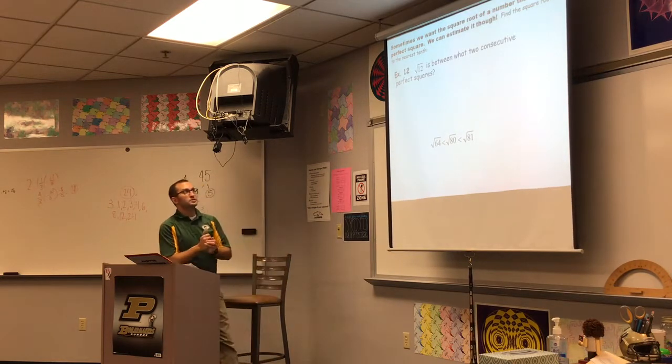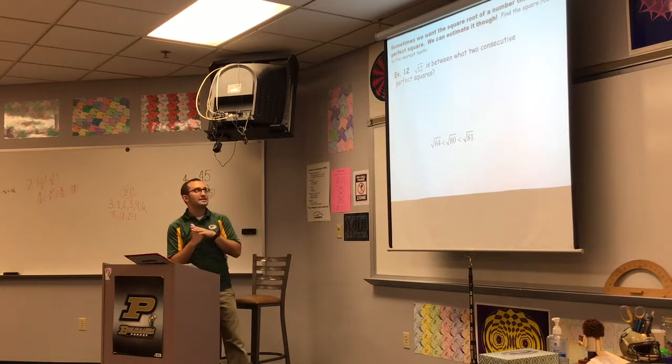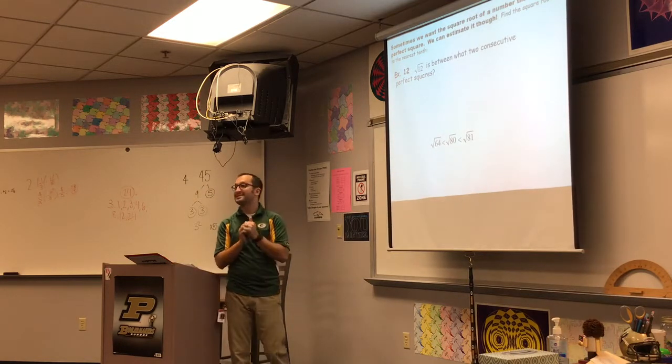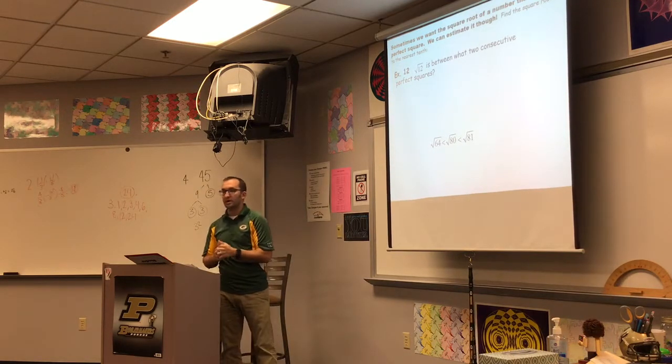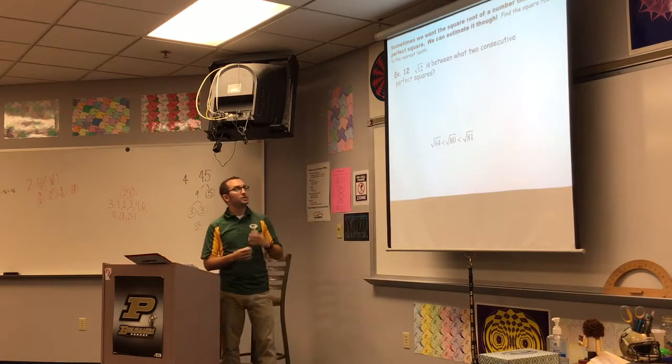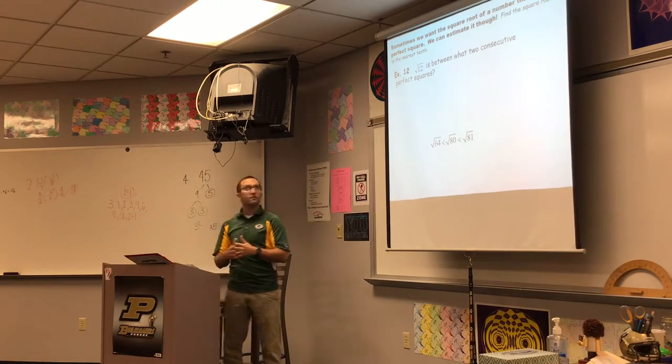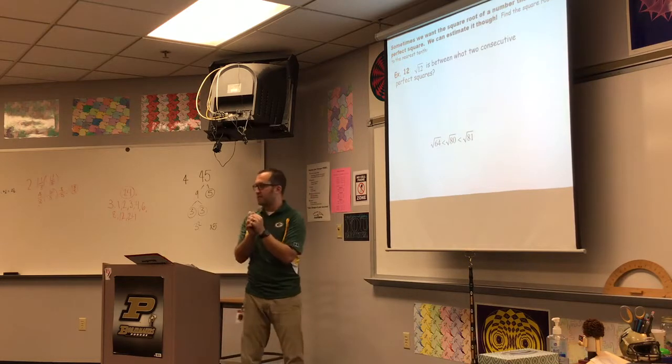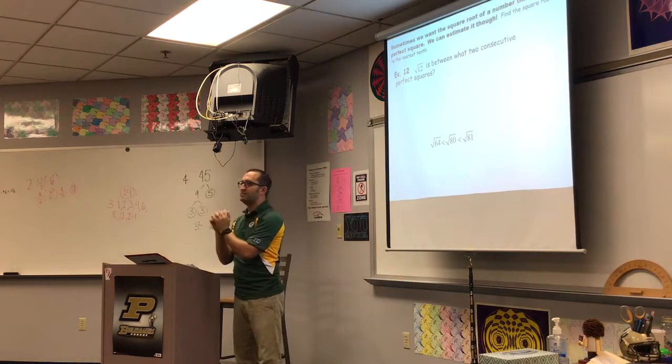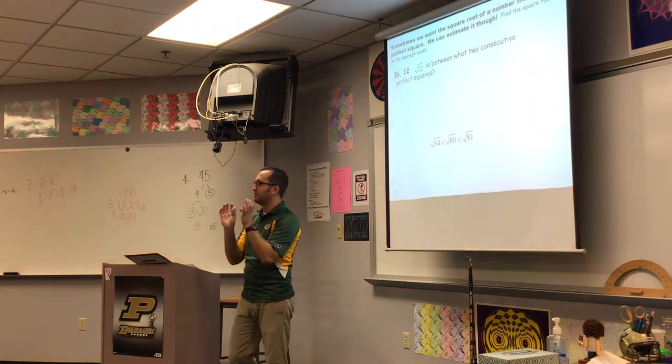All right, sometimes we want the square root of a number that's not a perfect square. We can estimate it though. Find the square root to the nearest tenth. We want to find the square root of 12. We asked ourselves, the square root of 12 is between what two consecutive perfect squares? What perfect squares is 12 in between?